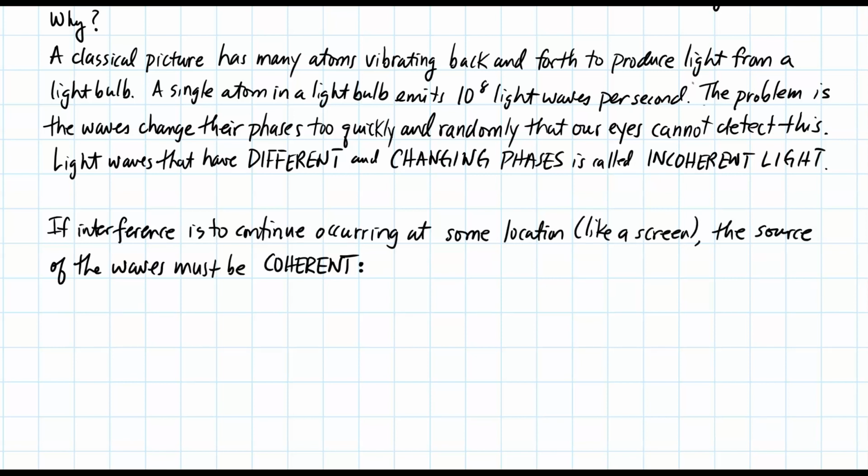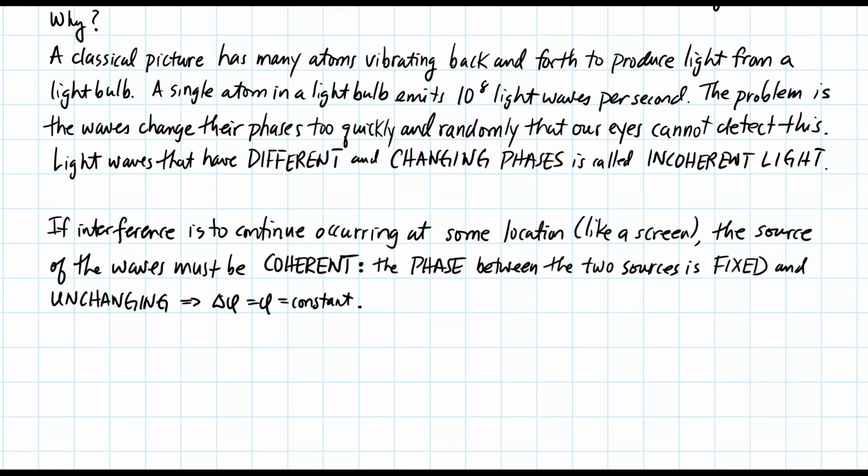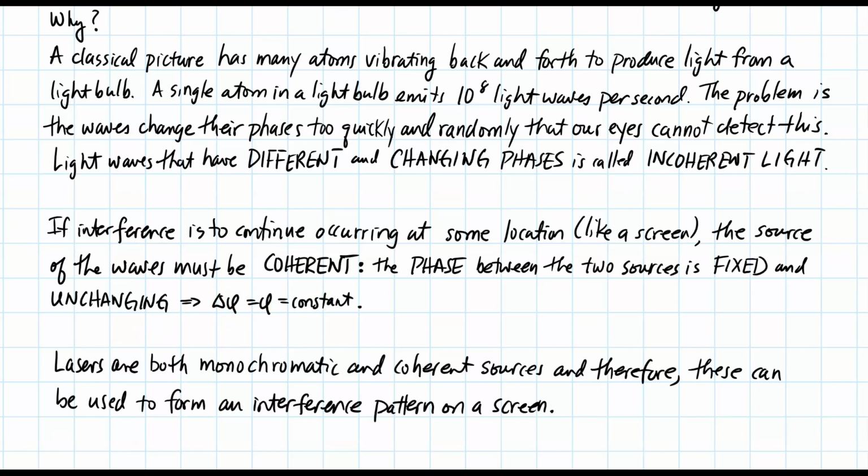If interference is to continue occurring at some location, like we captured on a screen, the source of the waves must be coherent. This means the phase between the two sources is fixed and unchanging, such that the phase difference is a constant no matter what. Lasers are both monochromatic and coherent sources, and therefore these can be used to form an interference pattern on a screen.